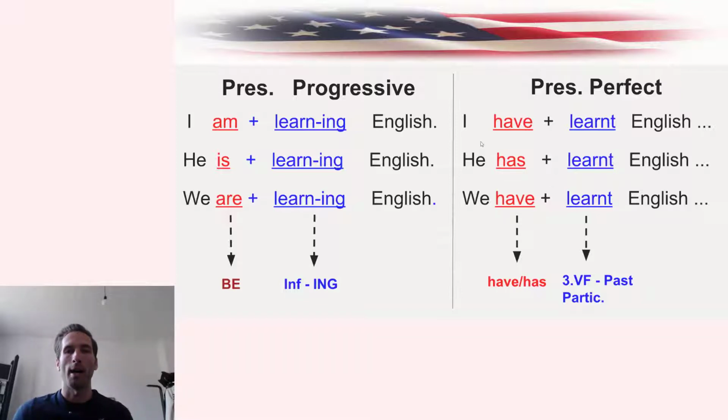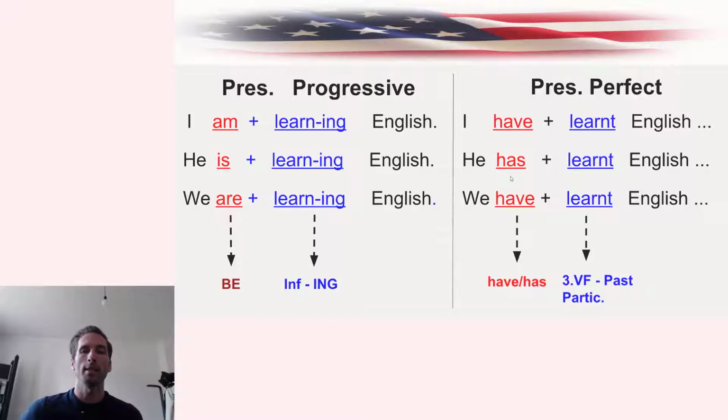So again, for I, we always use have, then the third form of a verb. Again, irregular verbs, check the irregular verbs table. For regular verbs, just add the ending, the two letters ed, at the very end. He has learned English, we have learned English.